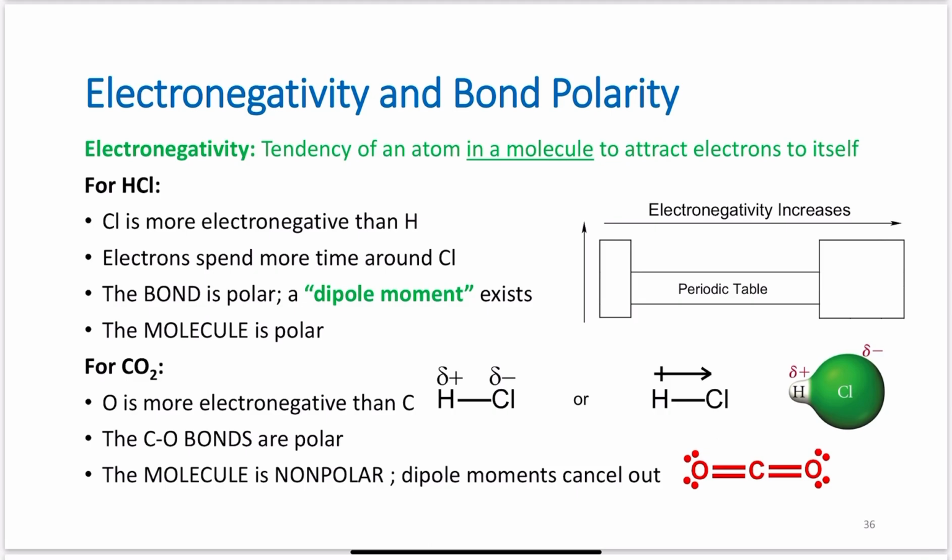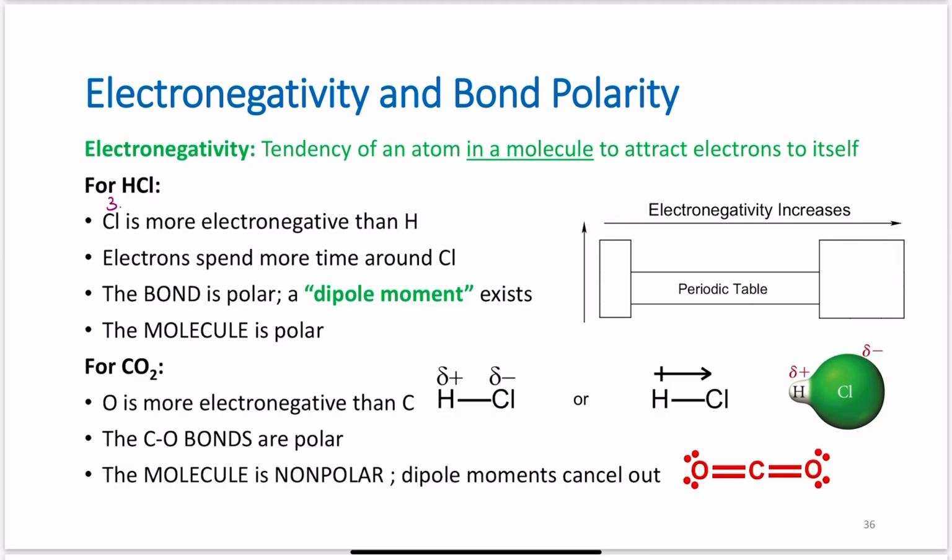So for HCl, for example, HCl is an acid when it's in aqueous form, but it's also a molecular compound as a gas. In HCl, chlorine is more electronegative than hydrogen. We know chlorine is tied for number 3. It's 3.0.